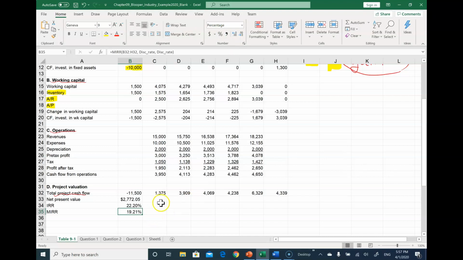So the difference between the internal rate of return and the modified internal rate of return is the difference in the assumptions on the reinvestment rate. All right. Okay, that's it for today, and I look forward to seeing you tomorrow in class.